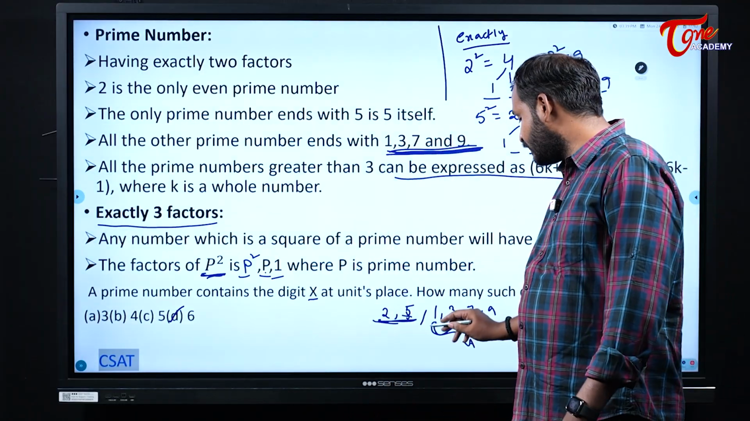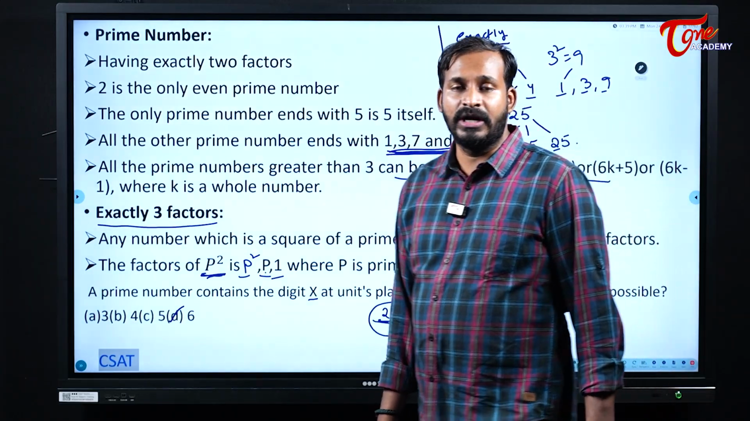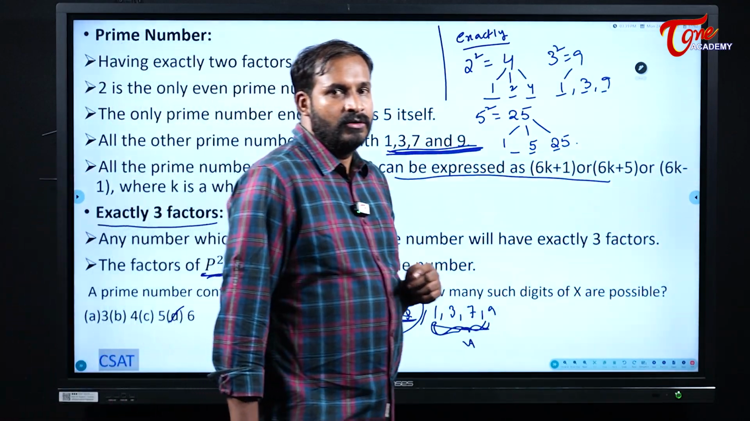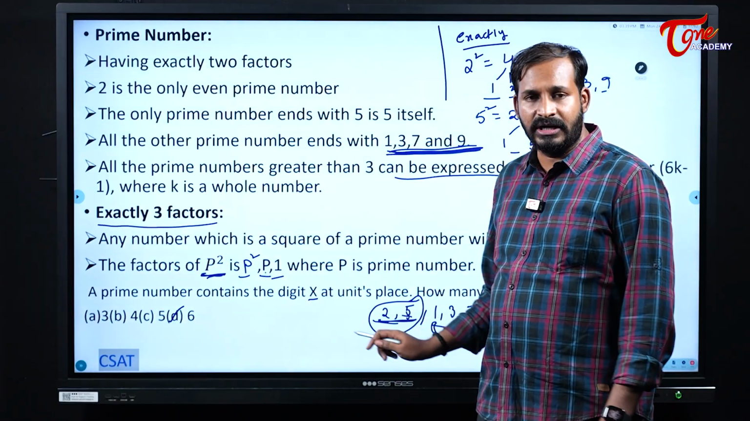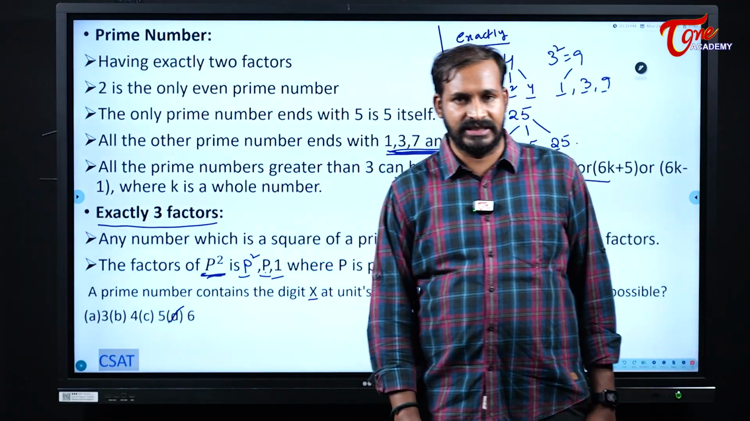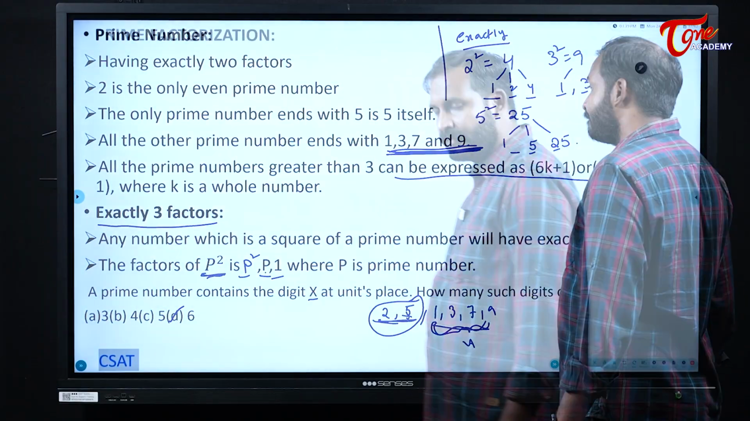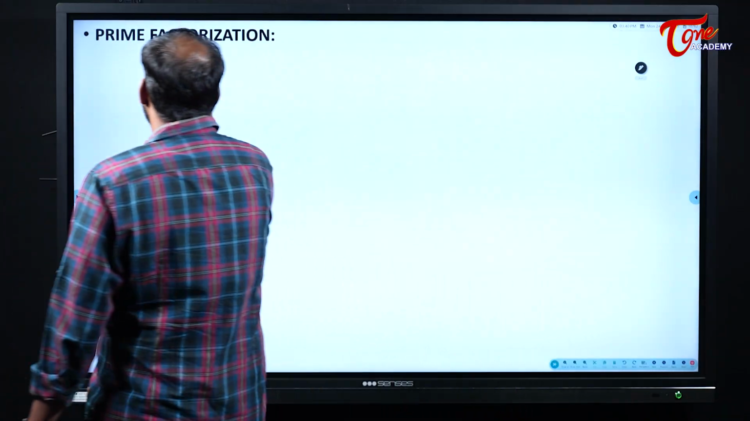Then our answer becomes 4. Why? Because in that case we are not going to consider 2 and 5, because 2 and 5 are single digit prime numbers. Okay, but in this case they didn't ask any such question, so we should also consider 2 and 5. So my answer here becomes 6. Understood?